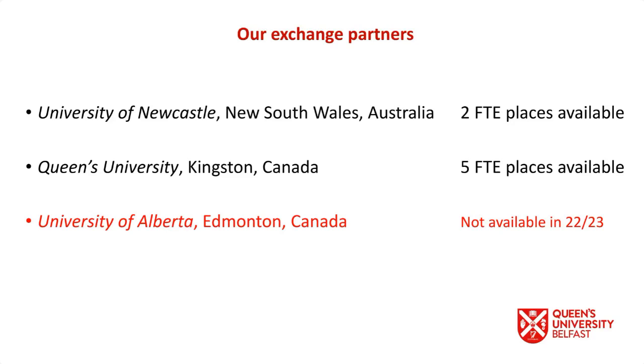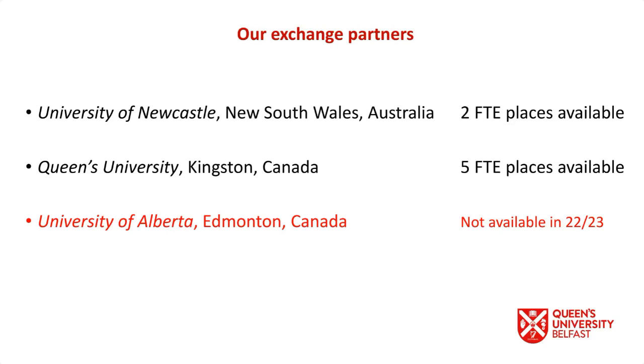So the other 2 institutions then obviously are the University of Newcastle in Australia, and we would have 2 FTE places available. So that means that we could potentially send 2 students for 2 full academic years, or an academic year each. And also Queen's University, Kingston in Canada. And for that institution, we've got 5 places. So potentially we could send 5 students for an academic year each, or potentially 10 students for a semester each, just depending on the duration of how the successful candidates want to go. So we've got those places available.